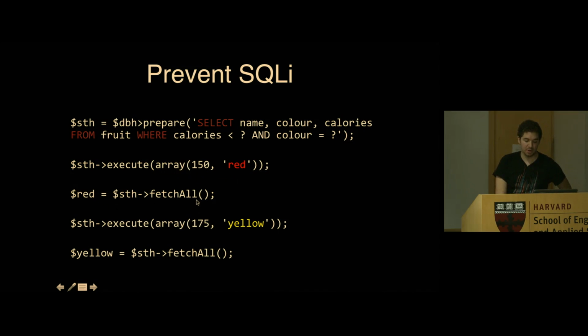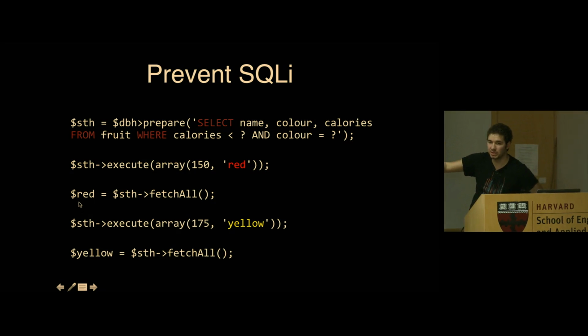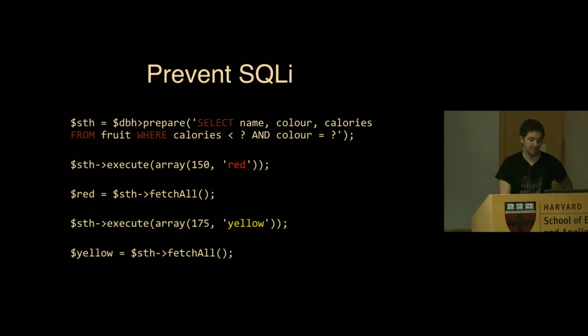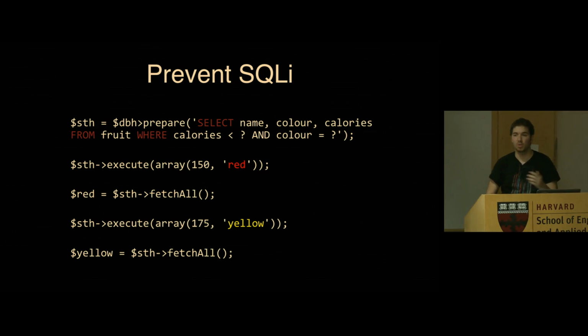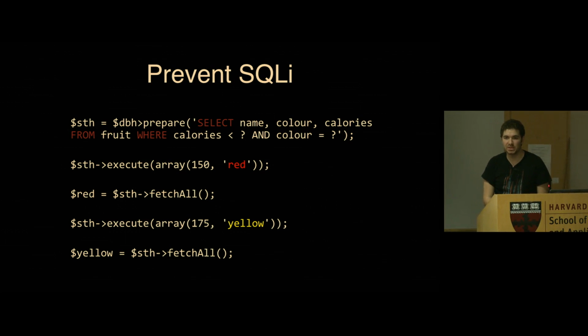Okay. Then we go and we fetch all, we put it in red. That means we fetch all means we actually execute the SQL statement and put it back in red. Here we do the same, but we do the same for yellow. And we fetch all. And this way, we prevent the user from being able to input something that is not what we specified, a string or an integer, for example.